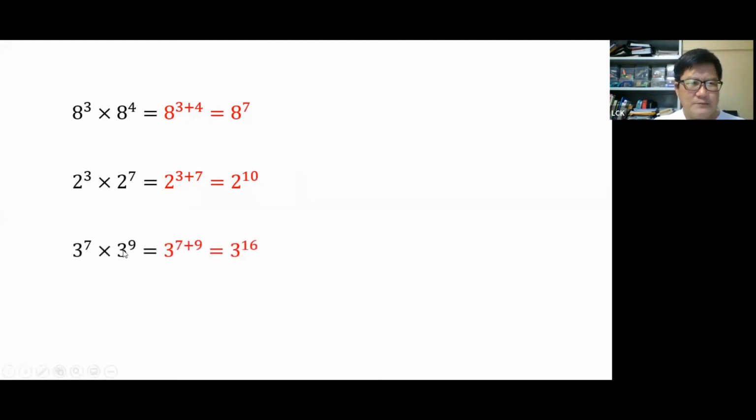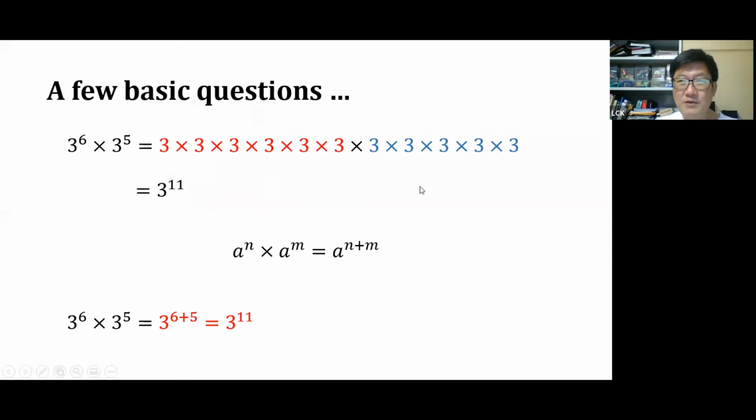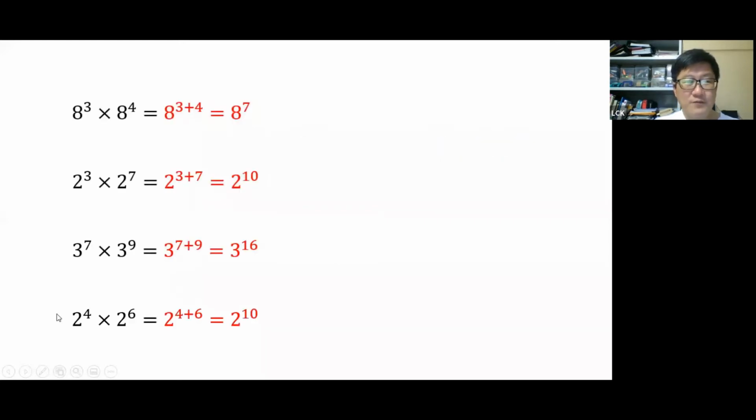3 to the power of 7 times 3 to the power of 9 is 3 to the power of 7 plus 9. Again, why is it plus? It's a plus because you are multiplying these two numbers, right? And 7 plus 9 is just 16. Now imagine you have to write this out in full like just now, in this manner. It will be very, very error prone. Now fourth question here, 2 to the power of 4 times 2 to the power of 6. So it's 2 to the power of 4 plus 6. Again, you get 2 to the power of 10.